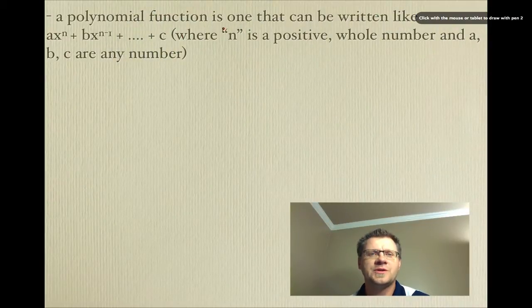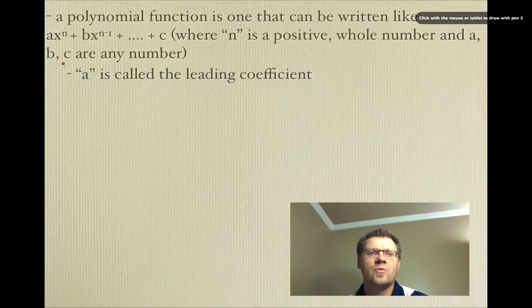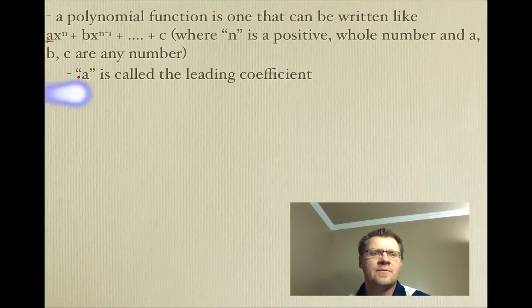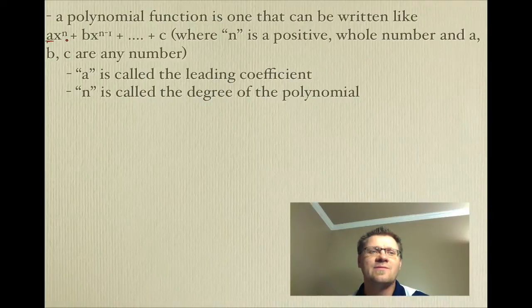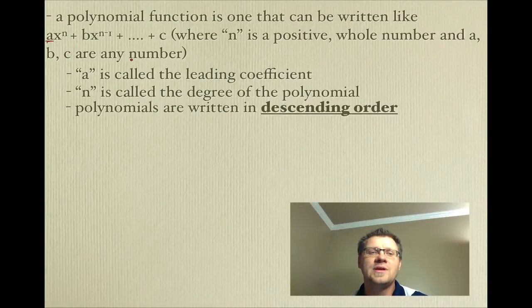So a polynomial function is one that can be written like ax to the n plus bx to the n minus 1 plus ... plus c, where n is a positive whole number and a, b, and c are any number. So notice that the exponent on your x is going down each time. We call a, this number in front, the leading coefficient because it's in the lead. N is called the degree, and the degree is basically your highest exponent. And you need to know that polynomials are always written in descending order, which means your highest exponent comes first, then your next highest exponent, etc., all the way down to the constant.